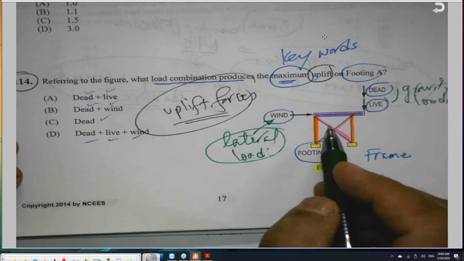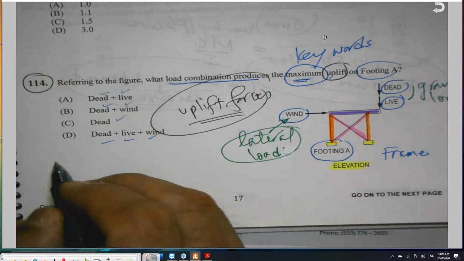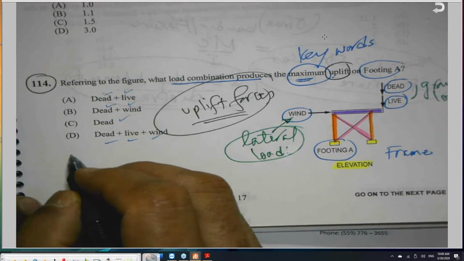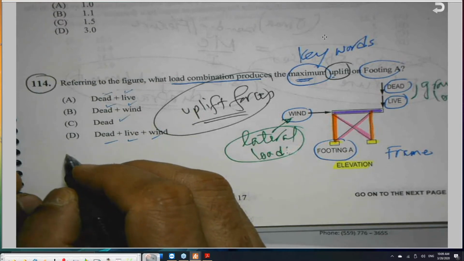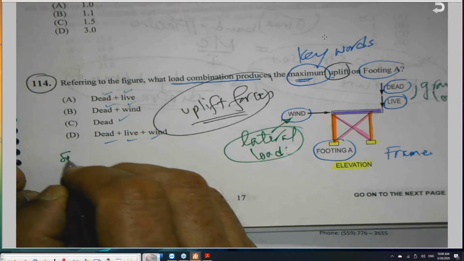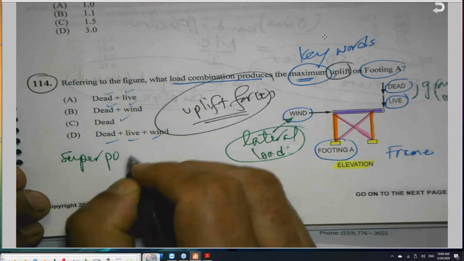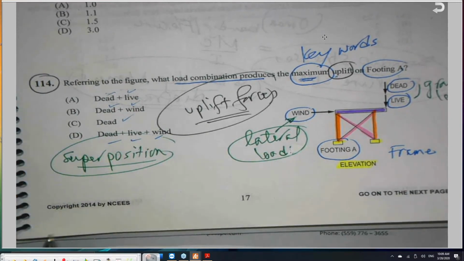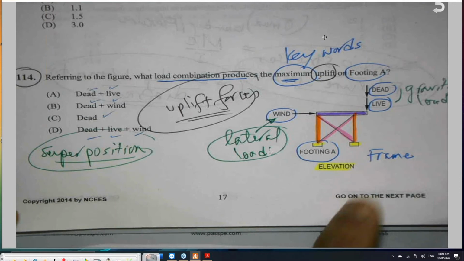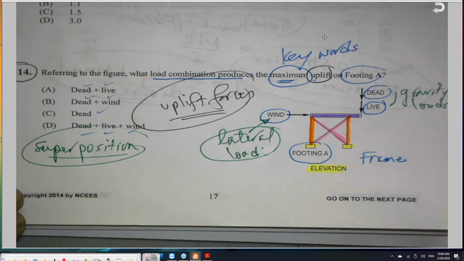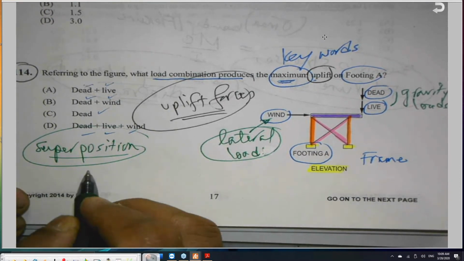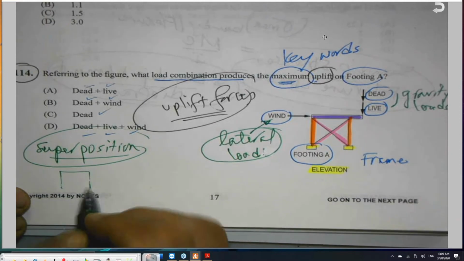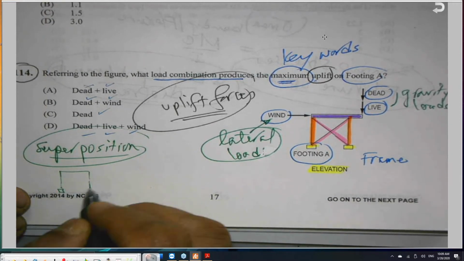So if you look at this, you may say we have the concept of superposition. I need you to remember that. We covered this in school. Superposition means that you are superimposing more than one case. I can look at this frame like this.